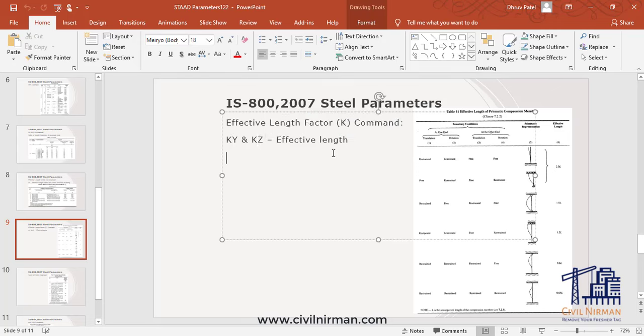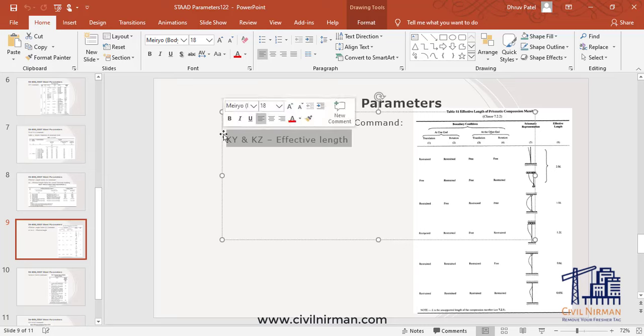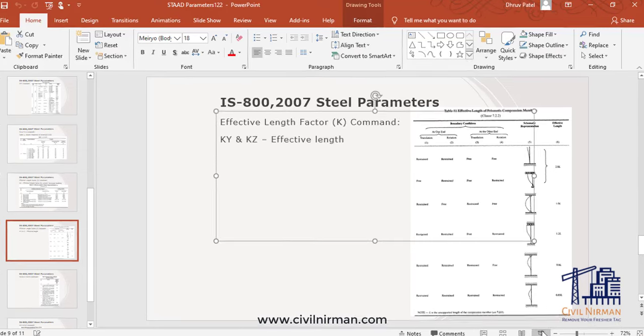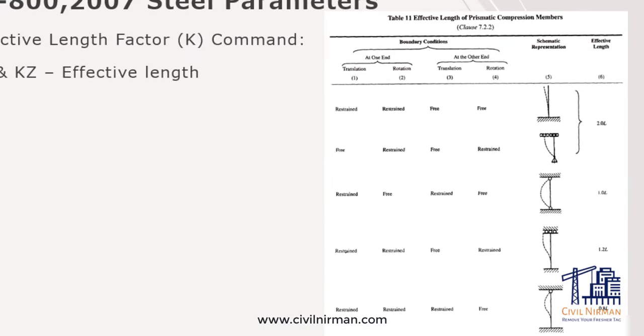We have to specify our effective length in both the directions. As you have seen in this particular chart, that's Table 11 that we generally get in our IS 800. So when we have a pure cantilever case where we have a totally fixed support and at top the member is free to move, then that K factor will be 2. So we have to multiply the length with factor 2.